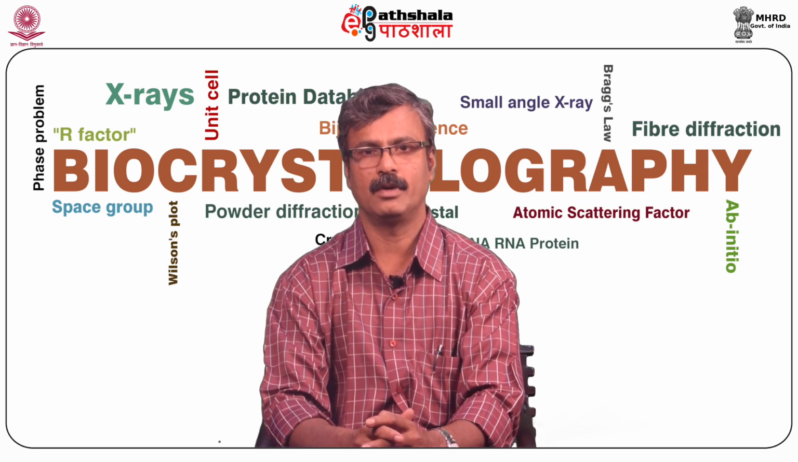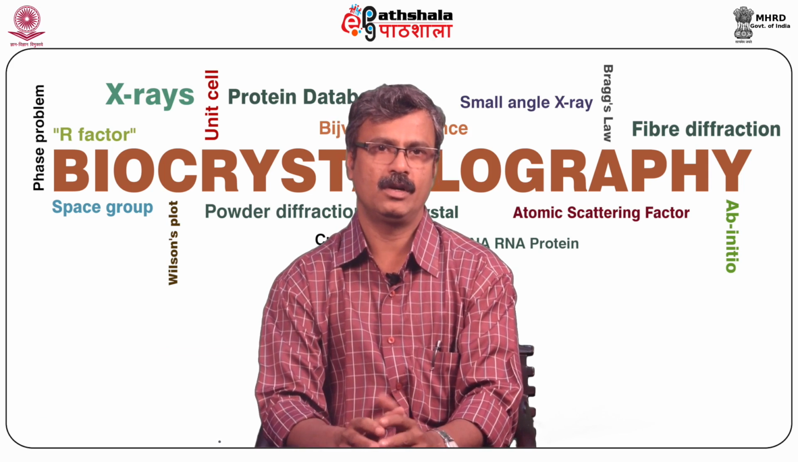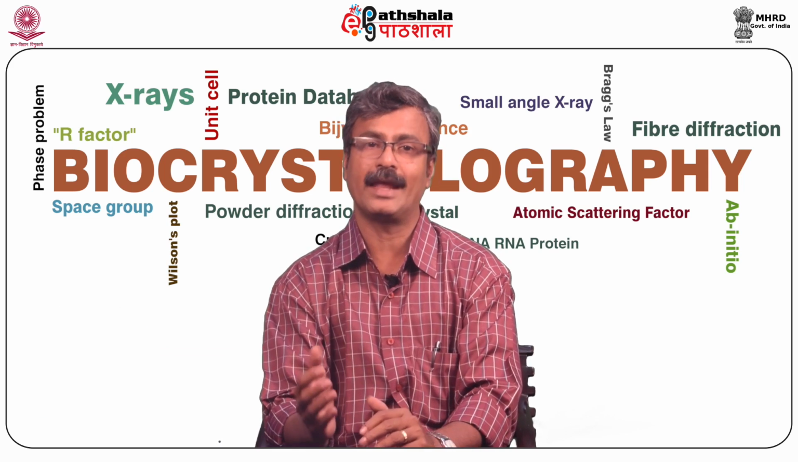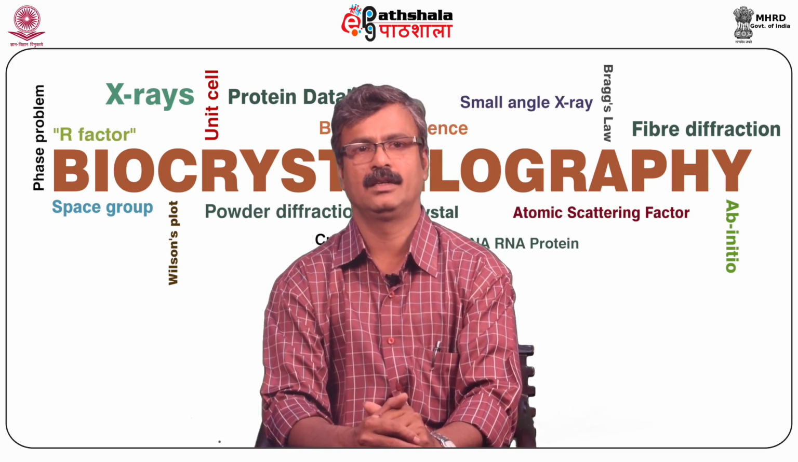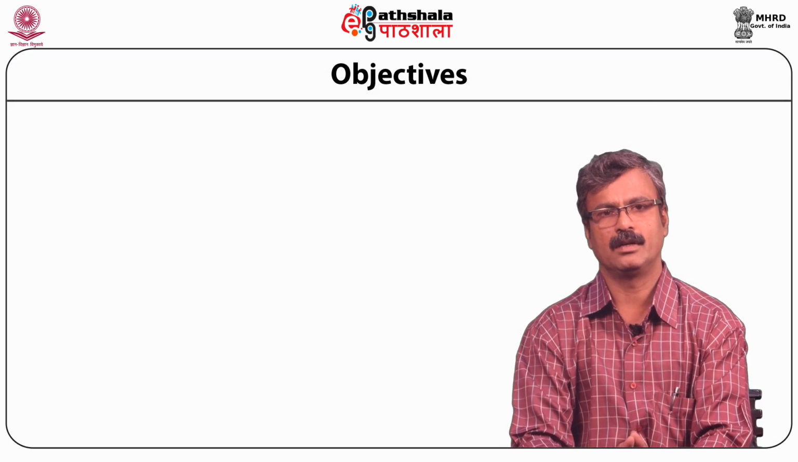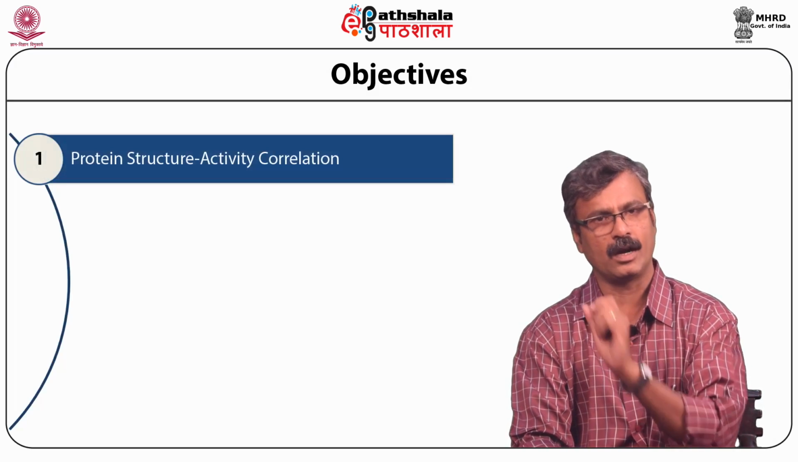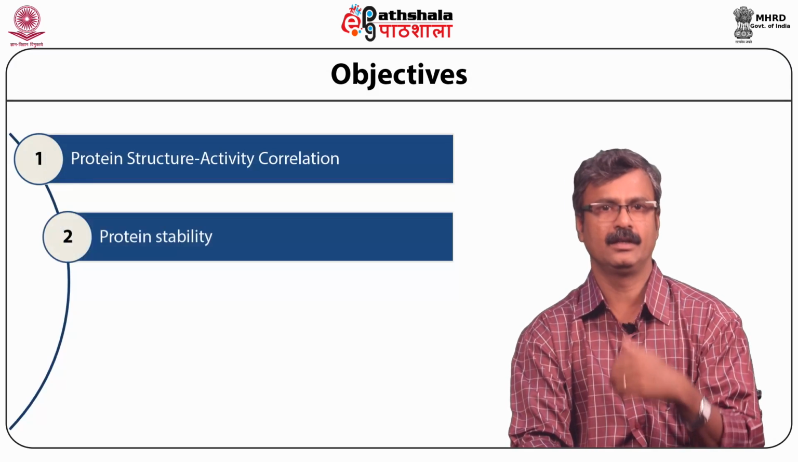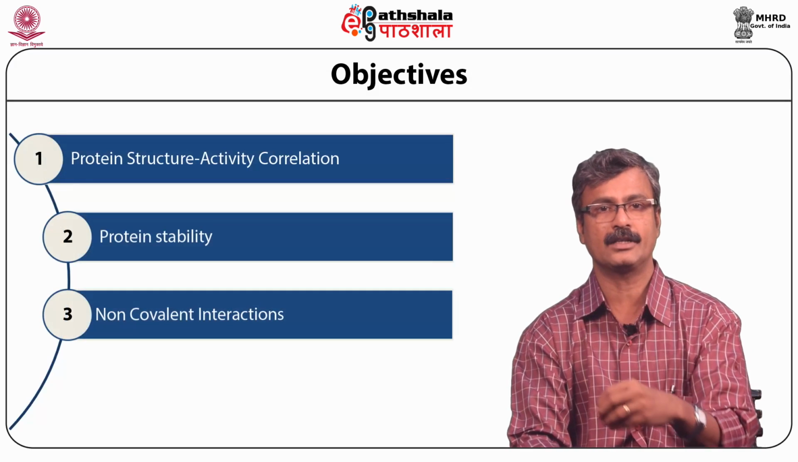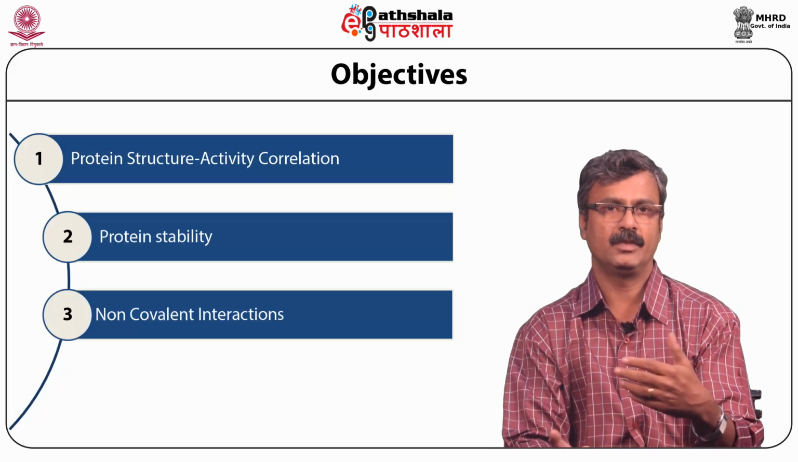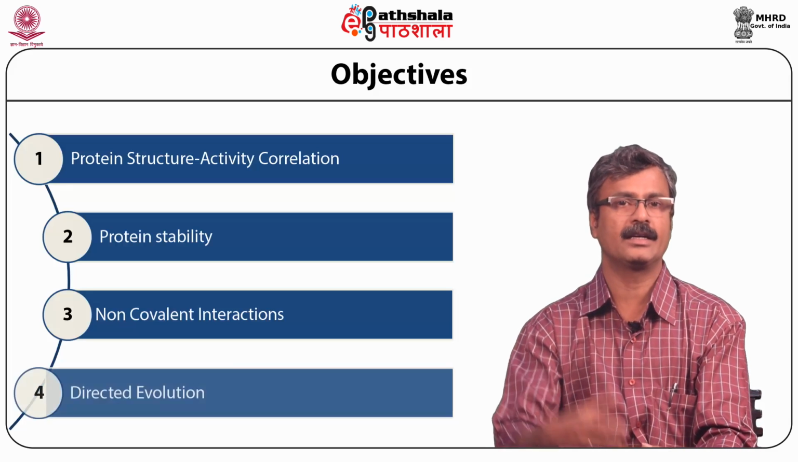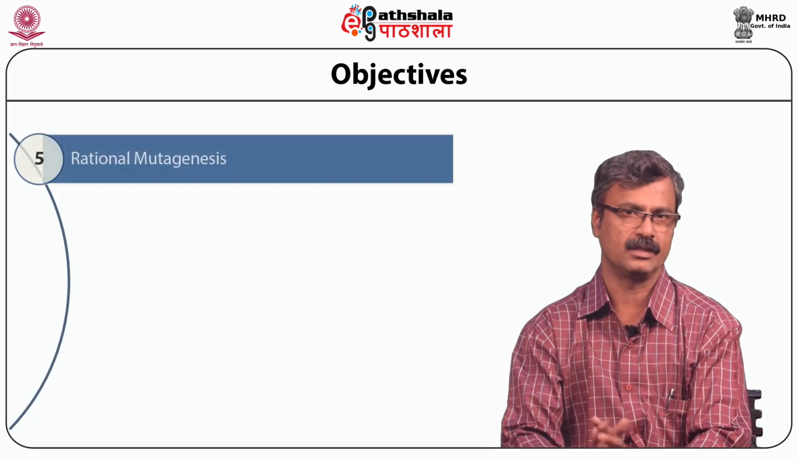Today we are going to talk about the module. The module consists of protein stability and protein engineering. It actually comes from the paper Biocrystallography. In this module, we will cover what is protein structure activity correlation, protein stability, the role of non-covalent interactions in protein stability, and then how we do protein engineering by directed evolution and rational mutagenesis.